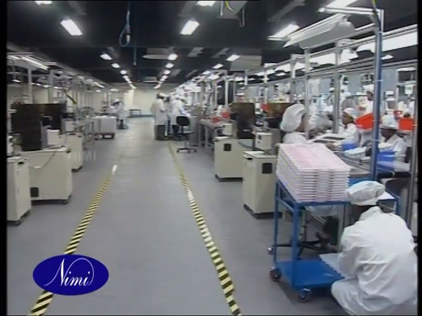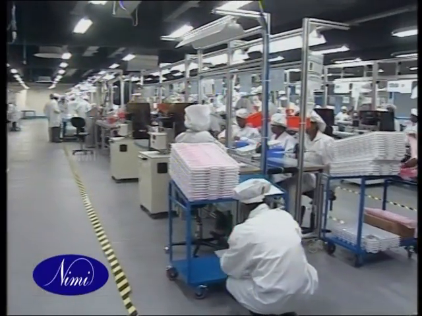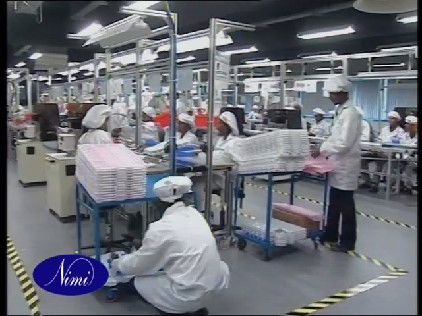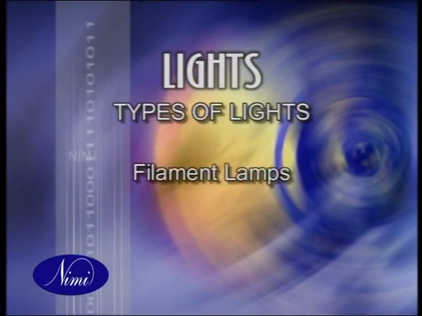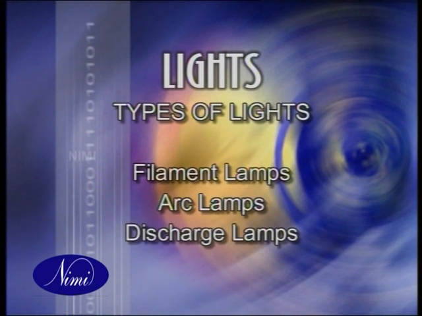Light is a form of electromagnetic radiation. Visible light rays travel in the form of waves, having a wavelength, and the difference in wavelength produces the effect of color in light. The various types of electric lamps available in the market vary in construction and in principle of operation. They are broadly divided into three: filament lamps, arc lamps, and the discharge lamps.